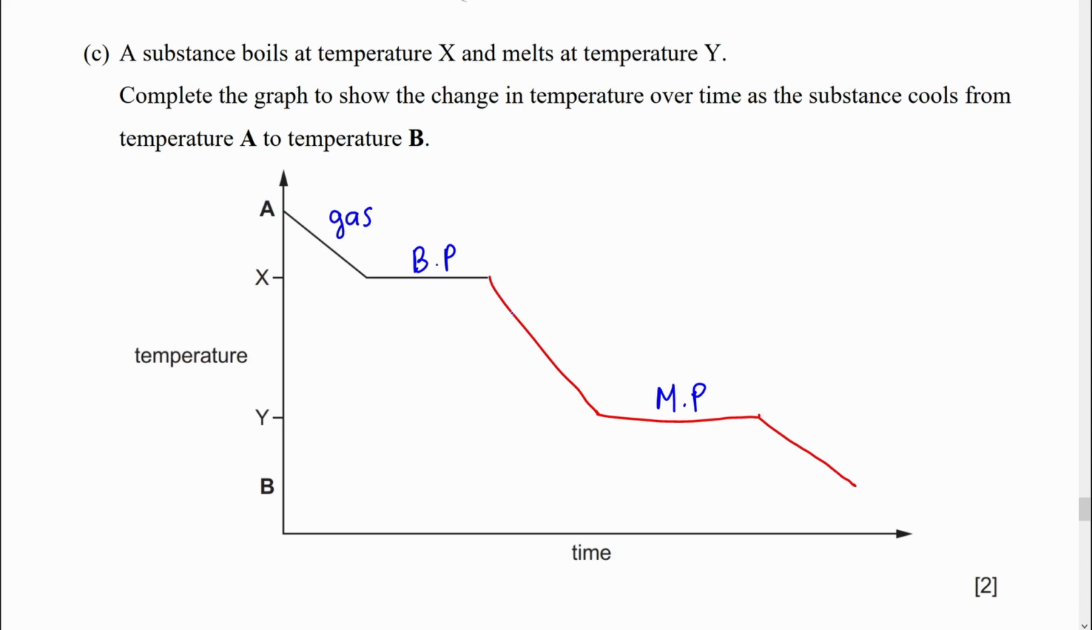Between boiling point and melting point, this is what we call liquid. And below melting point, the state is gas, right? Okay, but we don't have to write all the explanation because the question is only asking about completing the graph to show the change in temperature. So I think this one is enough. Just like that. Okay, so this is the answer.